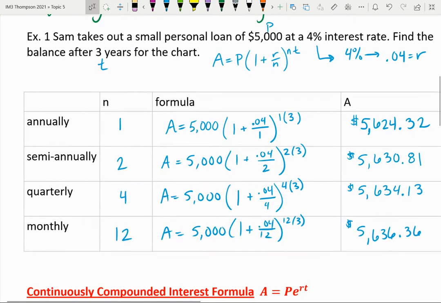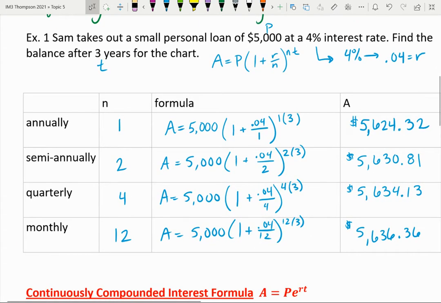Right, so my n shows up in 2 different spots. It shows up in the denominator here and as the exponent here. Did you change them both? So then yours is a calculator problem.